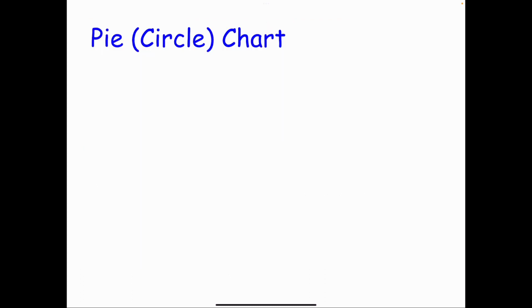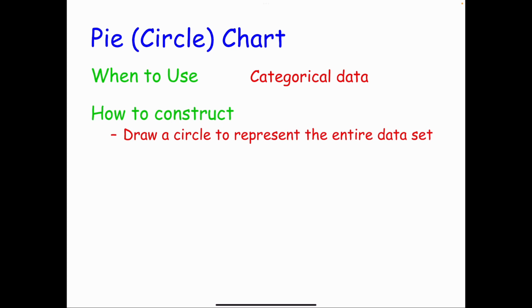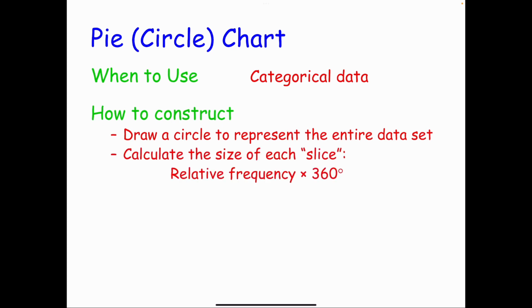The third kind of categorical data chart is the pie chart or circle chart. How to construct this kind of chart? First, we draw a circle to represent the entire data set. Then we calculate the size of each slice, and how to calculate this size: by multiplying relative frequency by 360 degrees, and we use labels to mark each slice. We use lines to differentiate between borders of slices.